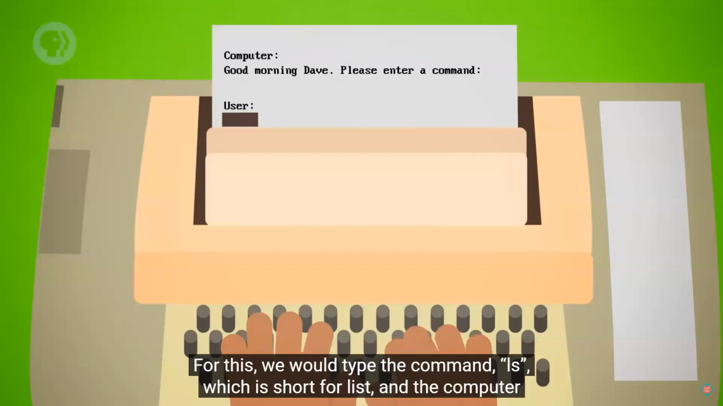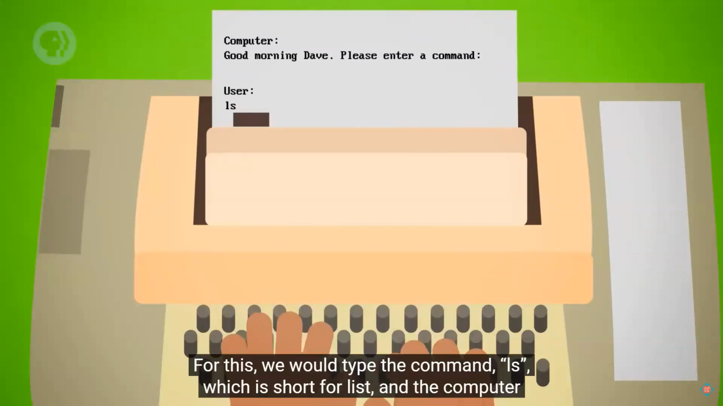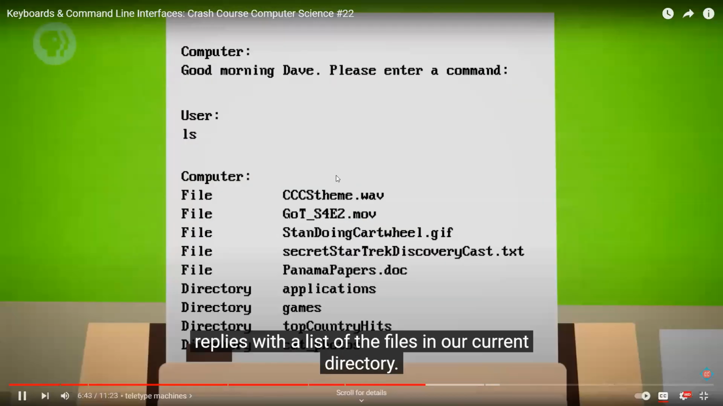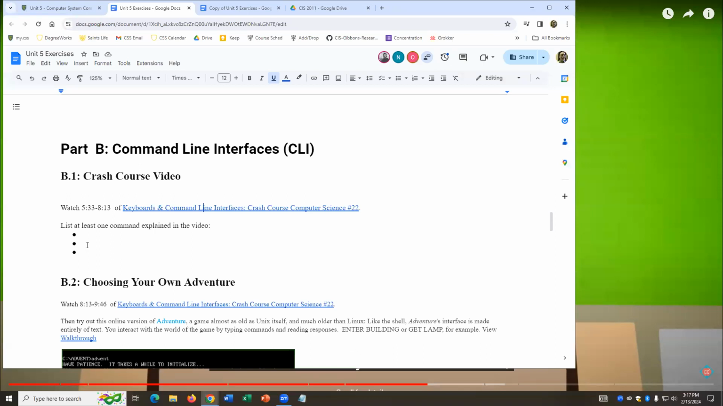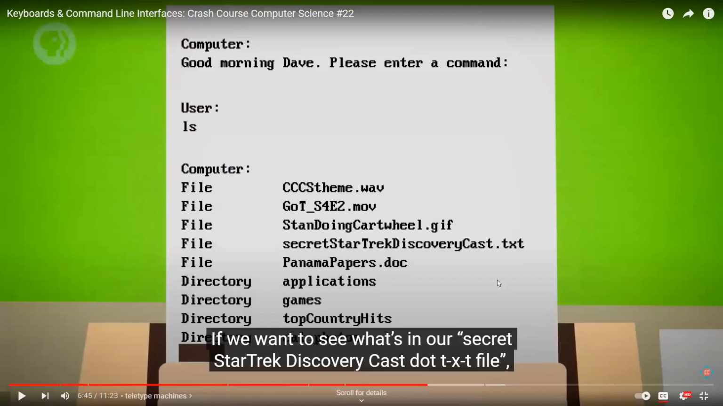For this, we would type the command ls, which is short for list, and the computer replies with a list of the files in our current directory. Okay, so we're going to go over some commands here. Your job is to list some of the commands from the video in this B1 area. So the first one was ls, to list out the files.